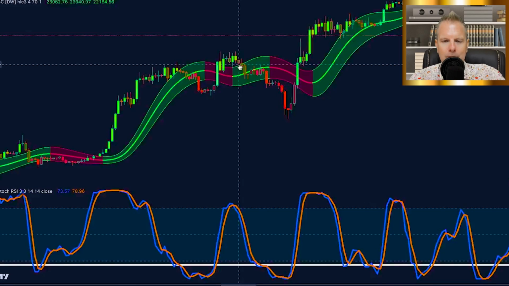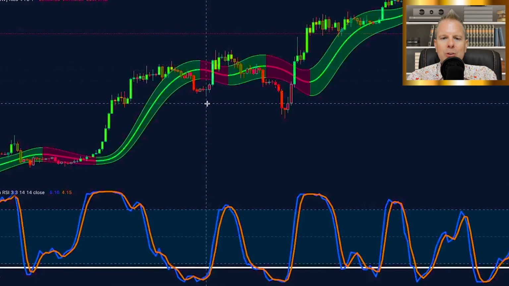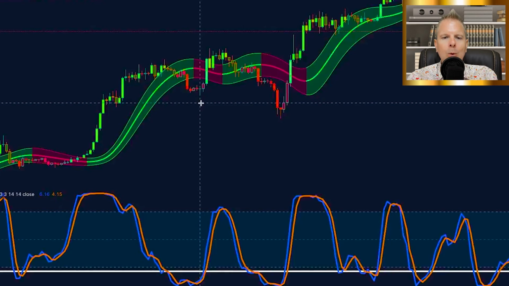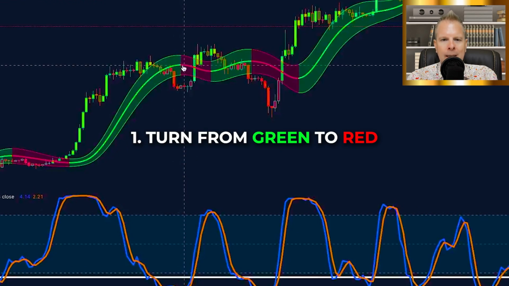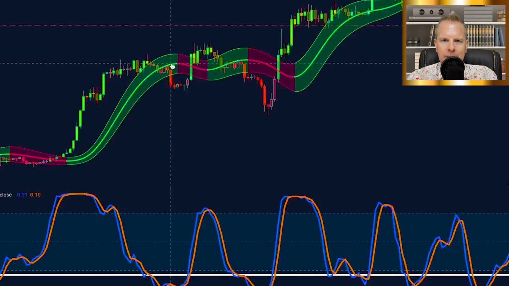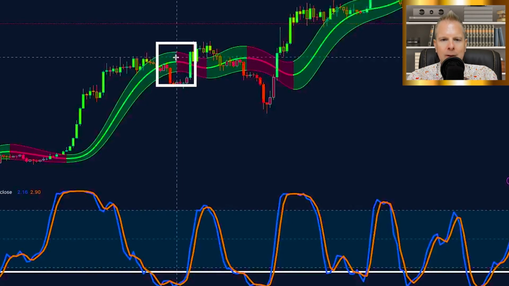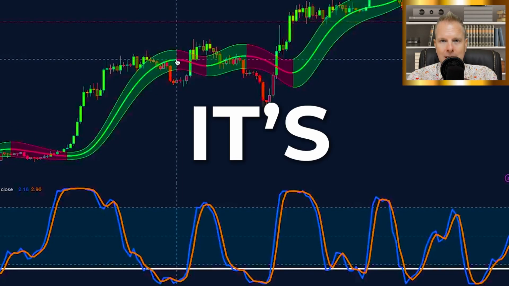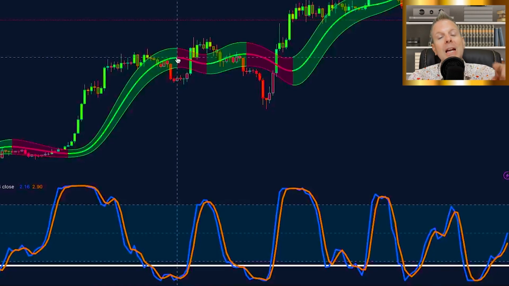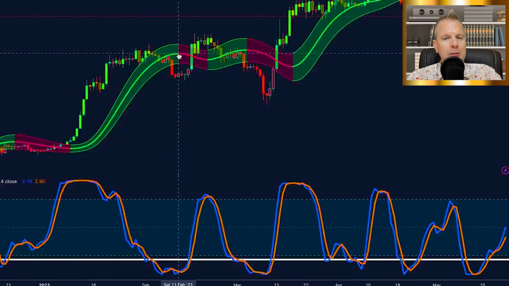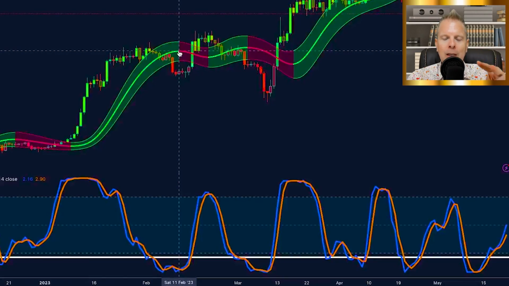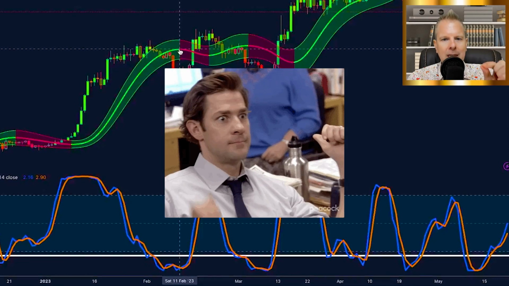Now, here's how it works. What you want to do is, for step 1, you want to turn from green to red. As soon as we turn from green to red, the red tells us it's time to buy. But that's only step number 1. What we need to complete this trade is step number 2, and you need both of them to be yes.